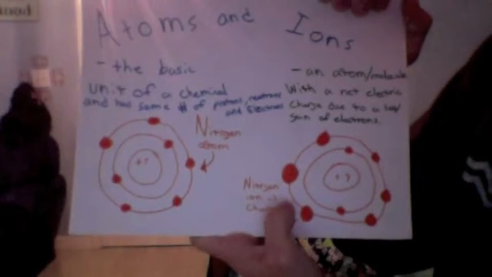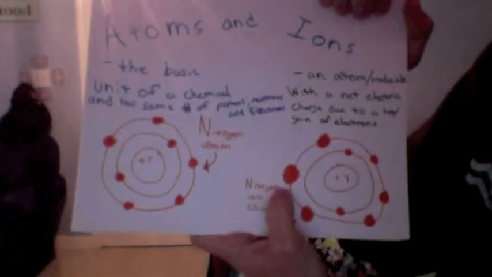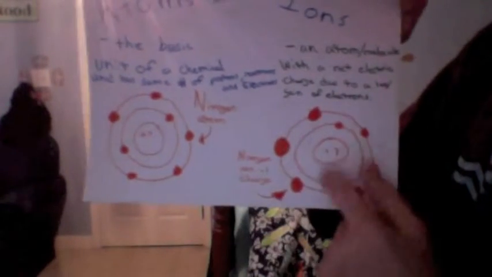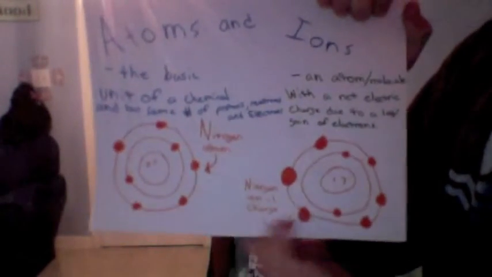Right here we have a nitrogen ion with a -1 charge. You can see it's exactly the same, just has one more electron.